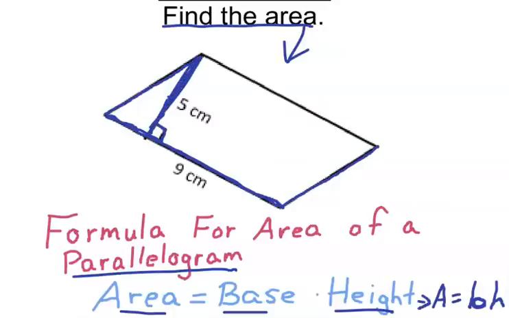So all we have to do is base times height, right? You could also see it like this. The base is 9, the height is 5. 9 times 5 is 45. And remember, if it's area, it's going to be in units squared. So it's 45 centimeters squared. That's how you find the area of that parallelogram.